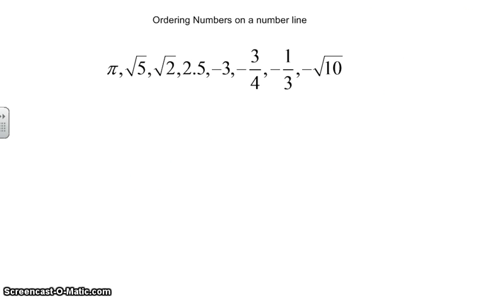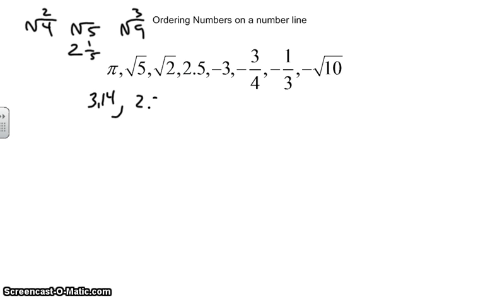Okay, ordering numbers on a number line. Well, let's look at our different numbers that we have. I have pi. I know that's 3.14. Square root of 5, I'm going to have to do what I just did. Let's take the square root of 4, square root of 5, square root of 9. Well, that's a 2 and that's a 3, so I know this is 2. It's 1 away, and that's 5 away. So about 2.2, and we'll round it up to 2.22.